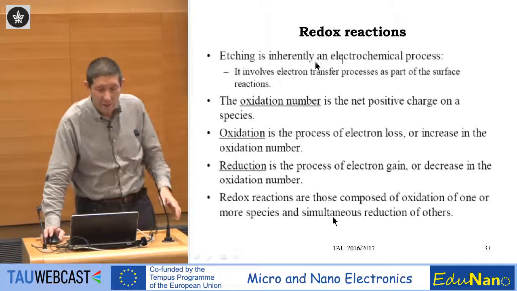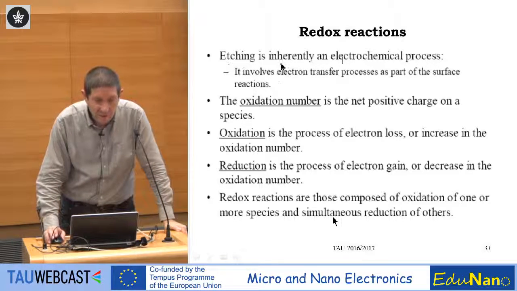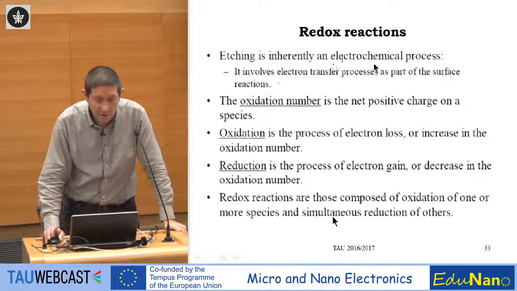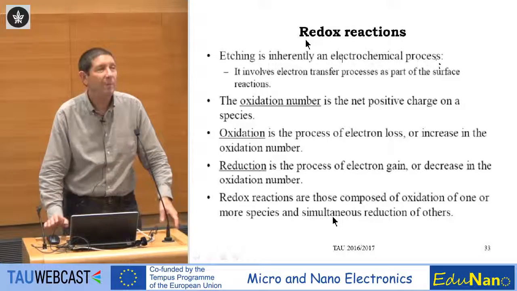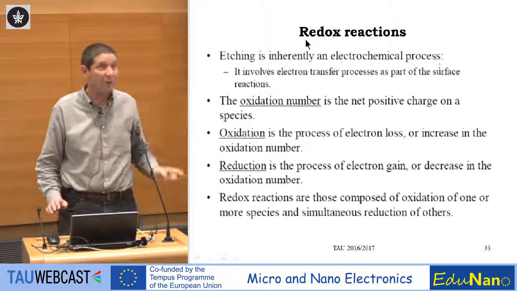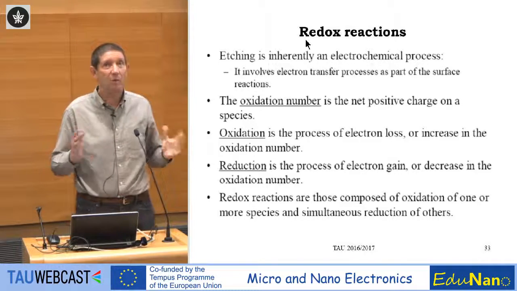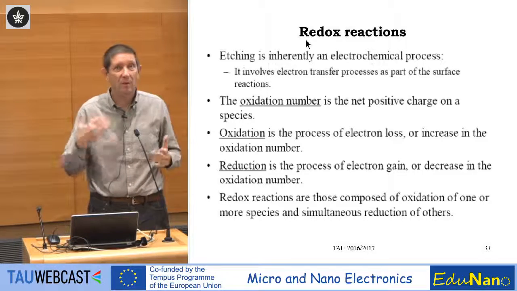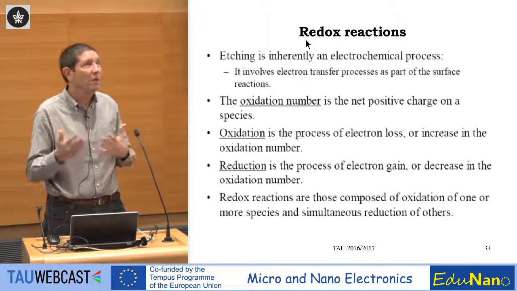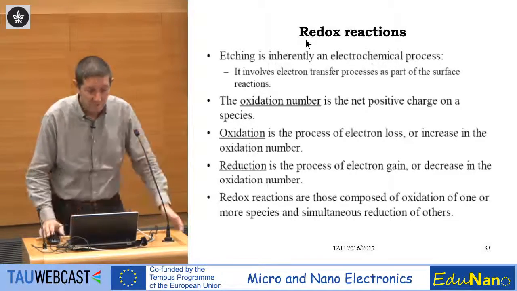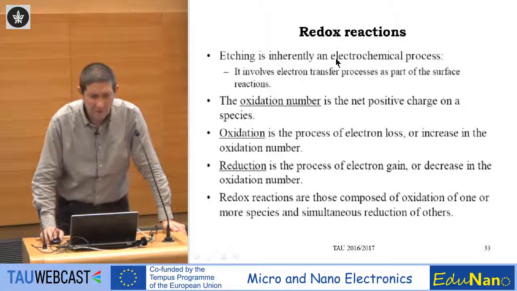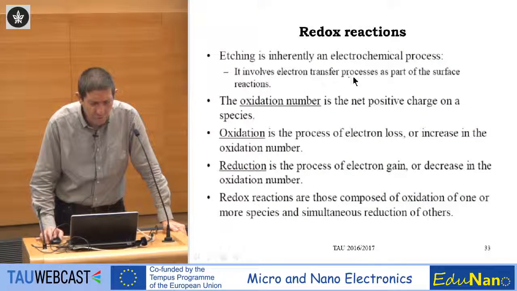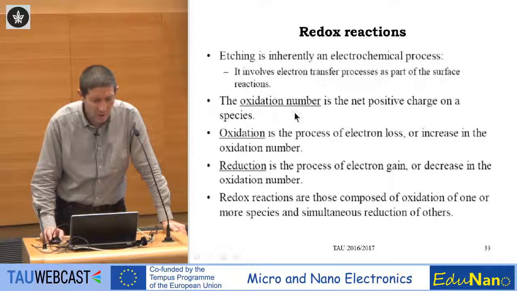So redox reactions. Etching is inherently an electrochemical process. Now, I hope you are familiar with the chemical term redox. Redox means reduction and oxidation, which are chemical processes in which we give or take electrons as part of the process. It involves an electron transfer process as part of the surface reaction.